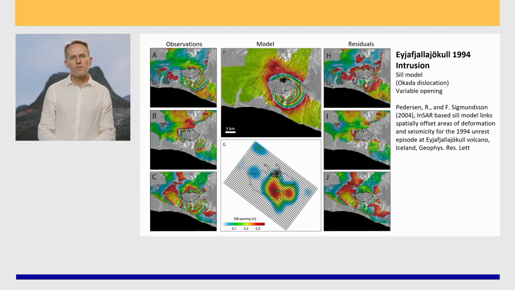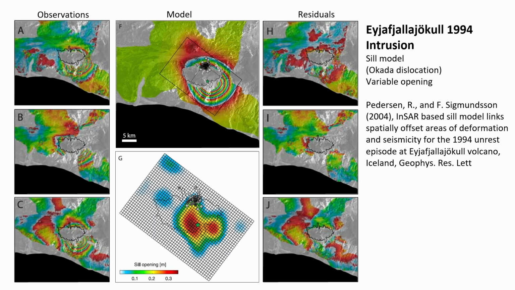In this figure, we have results from InSAR modeling by Rikke Pedersen of the same 1994 intrusions. Panels on the left show observations, that is, examples of interferograms formed using data acquired by the ERS satellite, with images taken before and after the intrusions. Each fringe corresponds to 28 millimeters of line-of-sight change from ground to satellite. The outline of the Eyjafjallajökull glacier is shown with the black line.